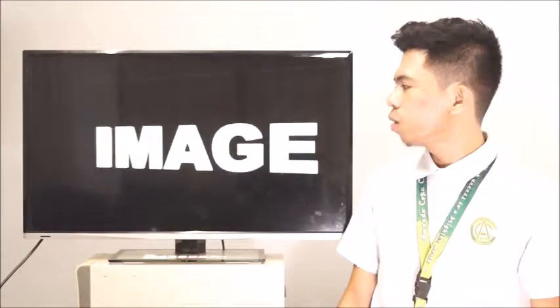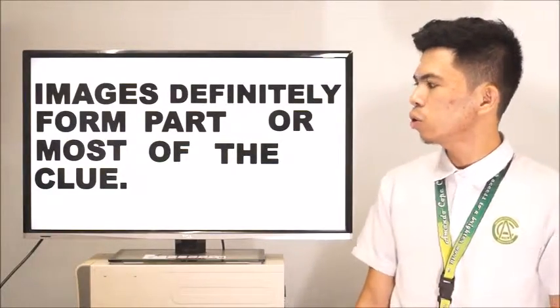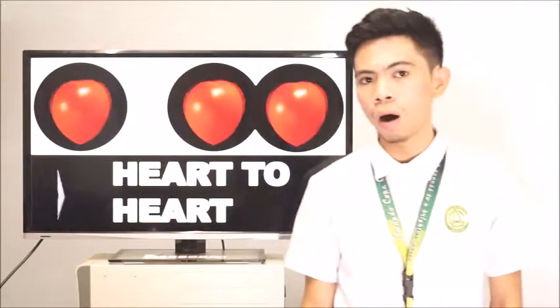Next is the use of images. With the use of images, they definitely form part or most of the clue. In this picture, there are 3 of the same image of a heart, but one image is apart from the other 2 hearts. Understanding this picture will give you the answer, heart to heart.